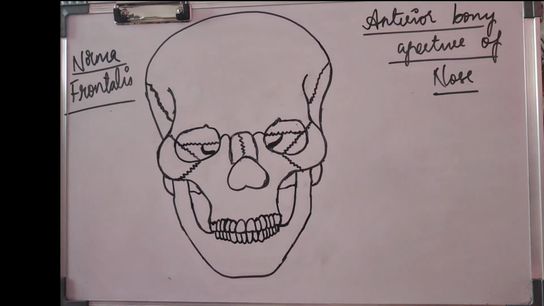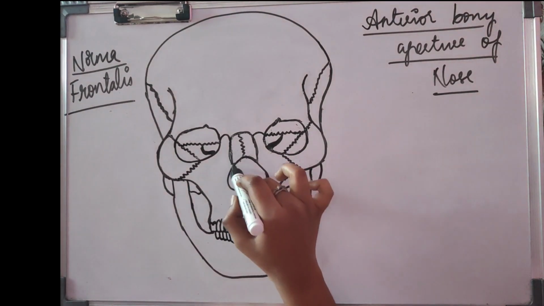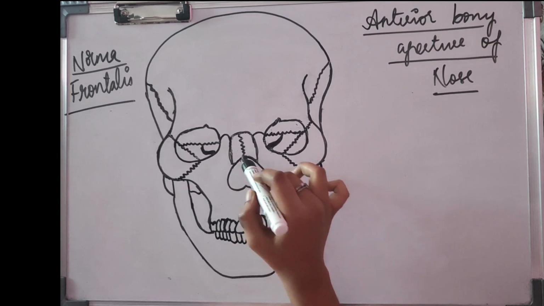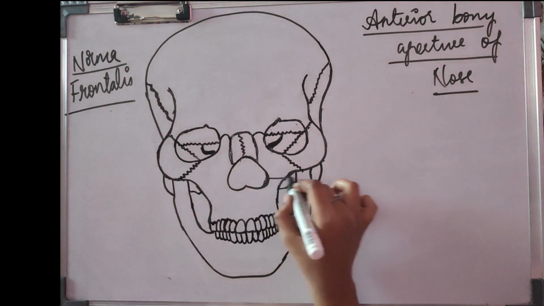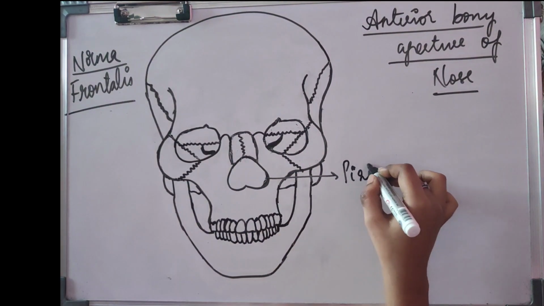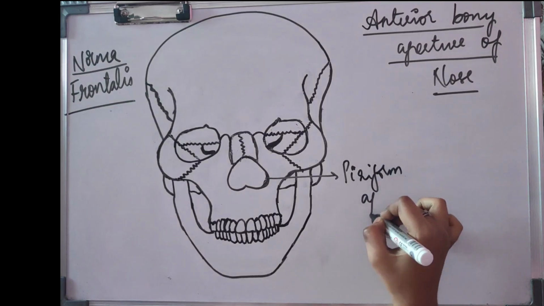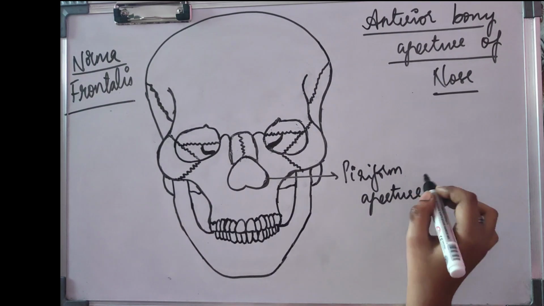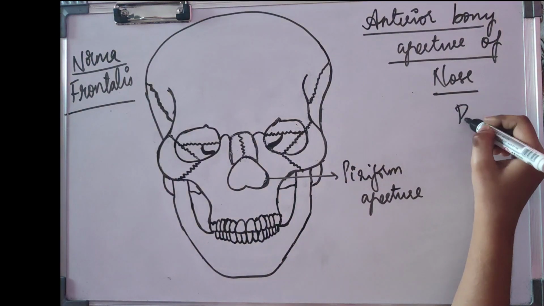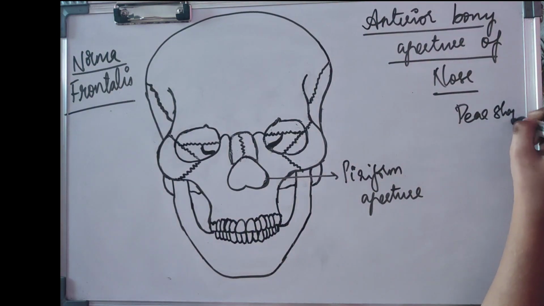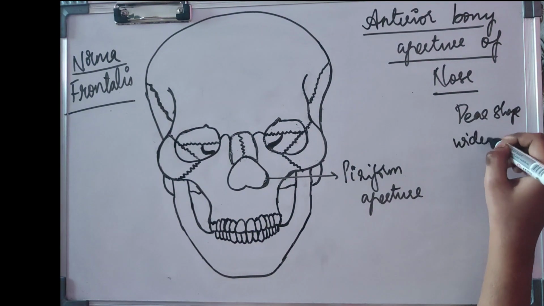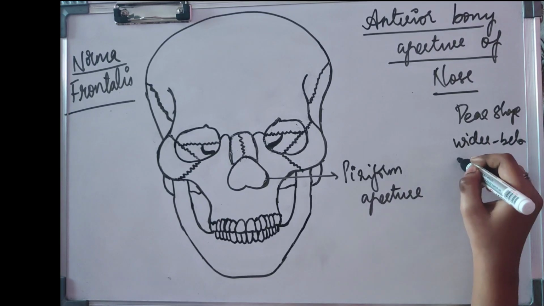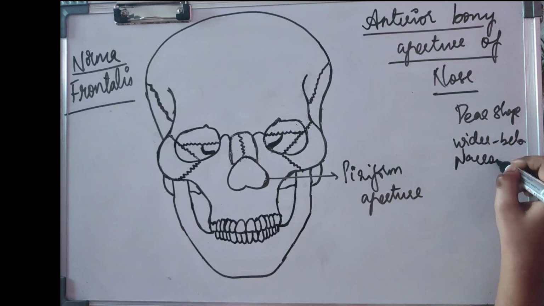Anterior bony aperture of the nose. This is the anterior bony aperture of the nose, also known as the piriform aperture. It is pear shaped, wider below and narrow above.